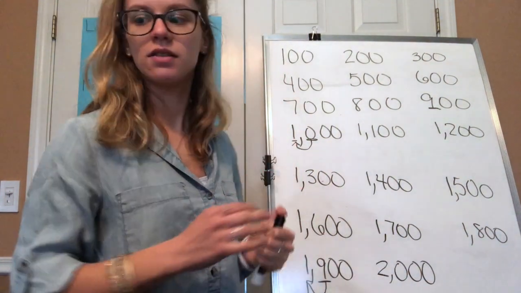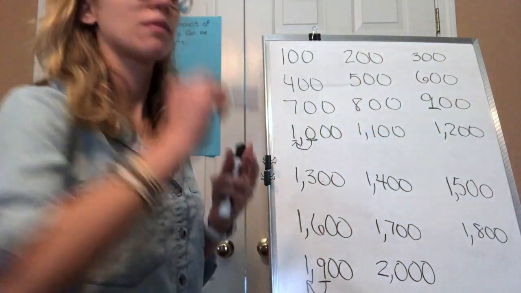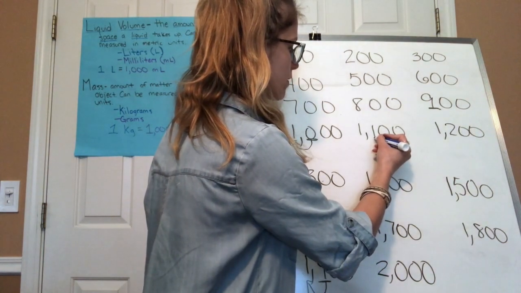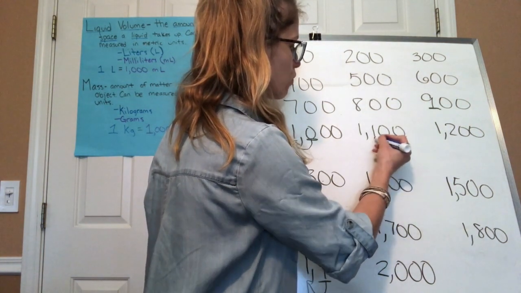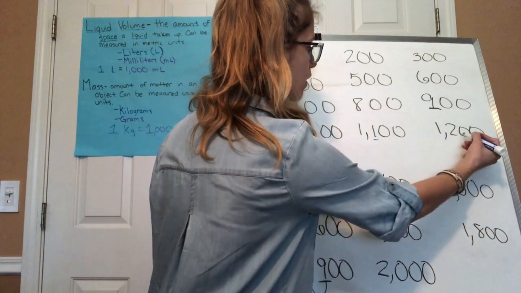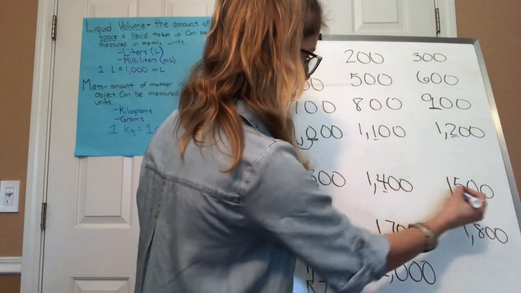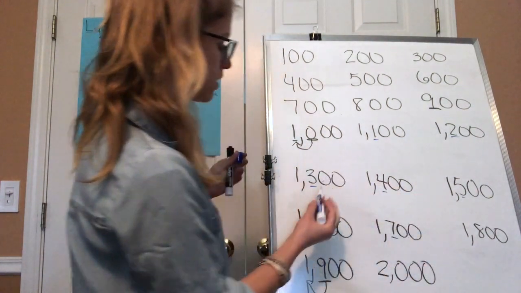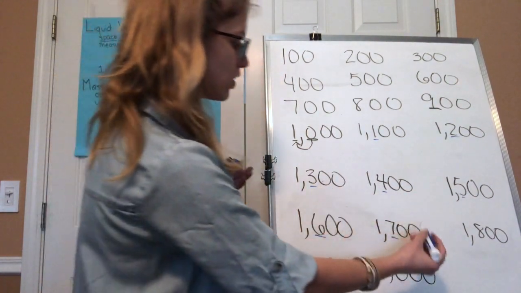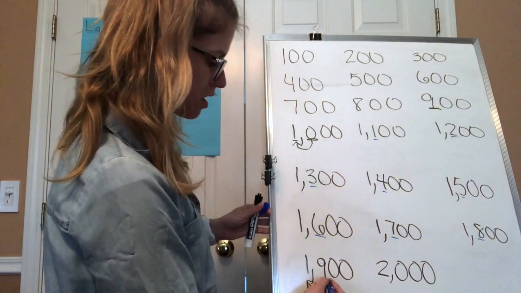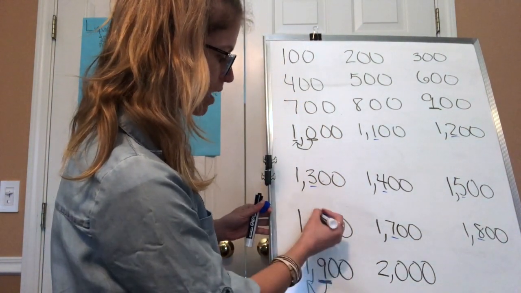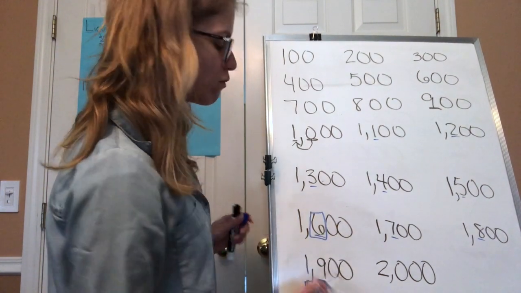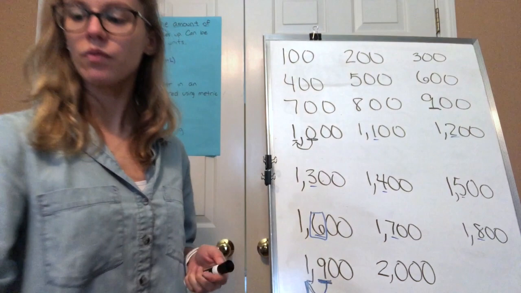And again, I notice that my hundreds are just going up by 1 every time I skip count by 100. But my tens and my ones are staying the same. It goes 100, 200, 300, 400, 500, 1,600, 1,700. So the only thing that was changing until I got all the way to 1,900 was my hundreds place. And then I had to give more in my thousands place.